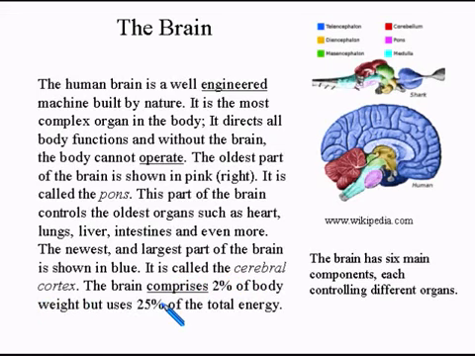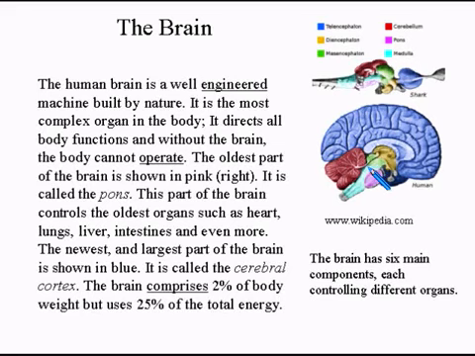The brain comprises 2% of body weight but uses 25% of the total energy. That's an interesting factoid for you. The brain has 6 main components, each controlling different organs. They're also called brain layers.